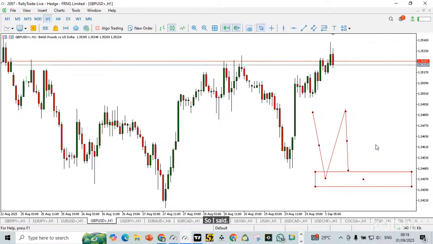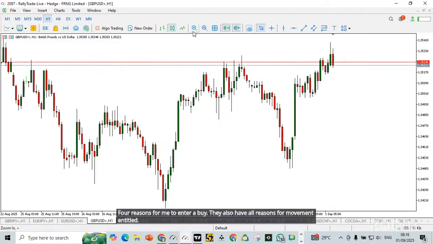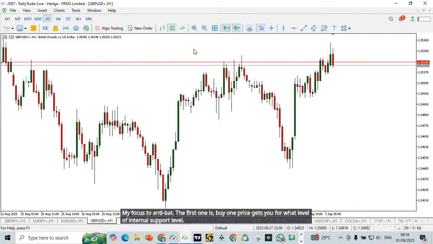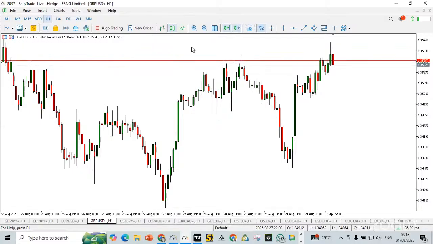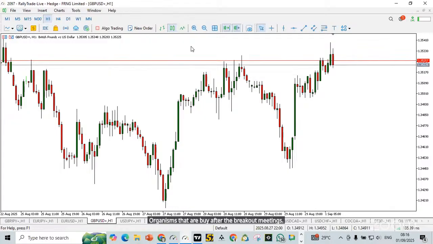so as to look for opportunities. So I have basically 4 reasons for me to enter a buy. I also have 4 reasons for me to enter a sell. The first one is a buy when price gets to a horizontal support level. Second reason, a buy in an uptrend after it pulled back. Third reason is that I buy after the breakout of a resistance level. And the fourth reason is a buy after a reversal pattern. So these are basically 4 reasons why I buy.